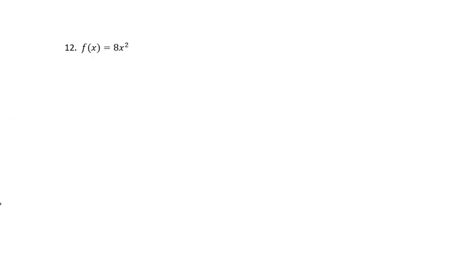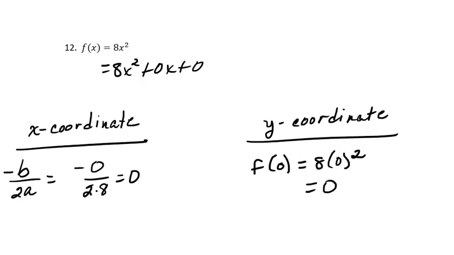With this problem, I'm going to rewrite this as 8x squared plus 0x plus 0, and then use -b/2a to find the x coordinate. Once I get the x coordinate of 0, I plug that back into my formula to find the y coordinate, and that's also 0. So my vertex is the point 0, 0.